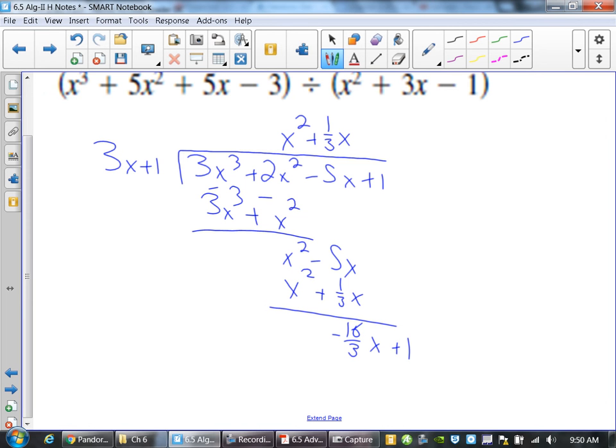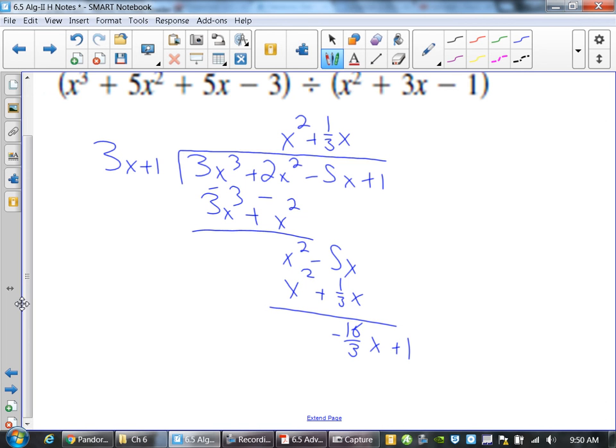Wait, is that negative 16? Yeah. Now I want to turn a 3 into a negative 16 over 3. So let's see, that means I got to multiply it by a 9th, right? So I have negative 16 over 9.